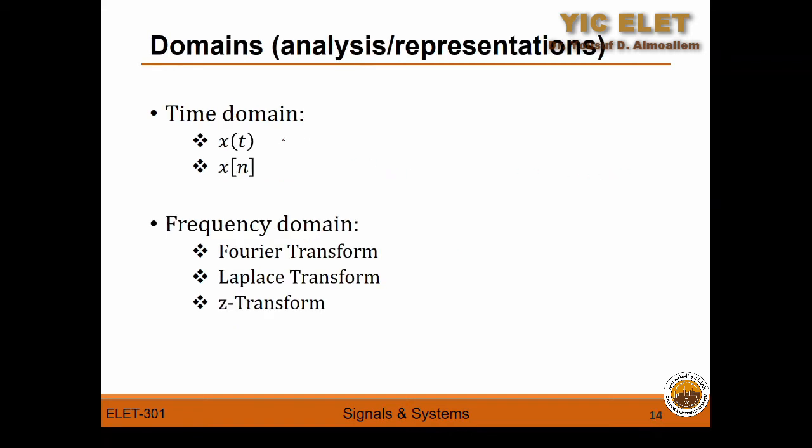There are many different aspects when we talk about this course. We can talk from time domain, and also we can talk about it from frequency domain. Whenever we're talking about time domain, we will come up with either continuous or discrete. And when we talk about frequency domain, we need to think about Fourier transform, Laplace transform, Z transform, as we will see in this course.